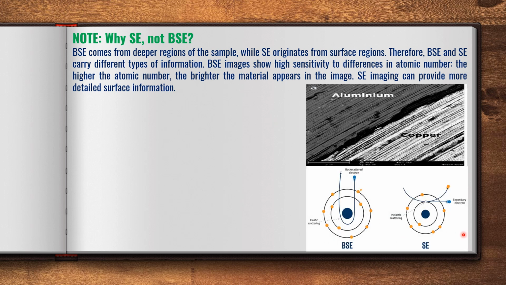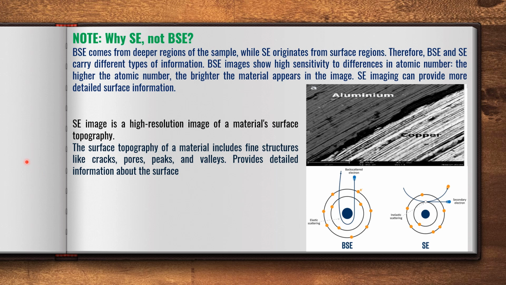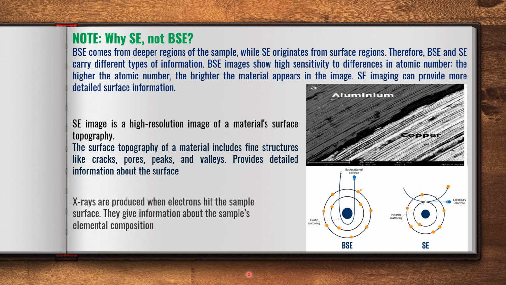And this is the general difference between SE and BSE. So an SE image is always a high resolution image of a material's surface topography. The surface topography of materials includes fine structures like cracks, pores, peaks and valleys. All this kind of information is provided by the collection of secondary electrons. And X-rays are produced when electrons hit the sample surface. They give information about the elemental composition, like how many elements are present and how much concentration of each element is present within the sample. That part we can also get by using the SEM study.